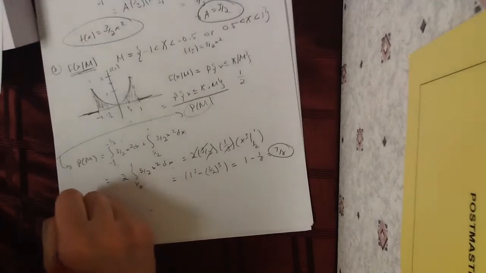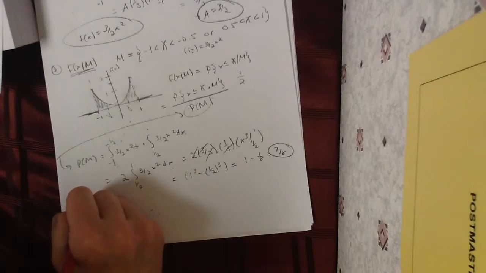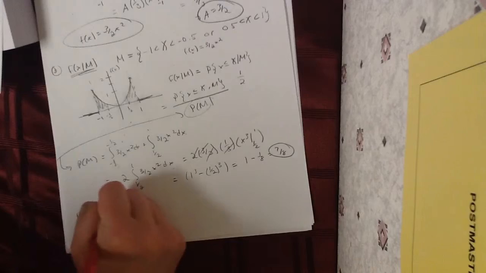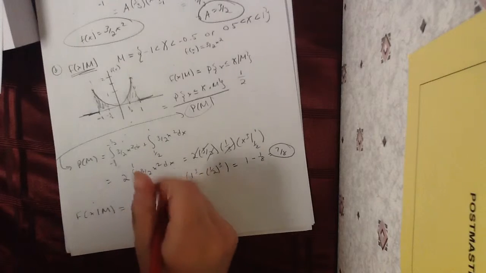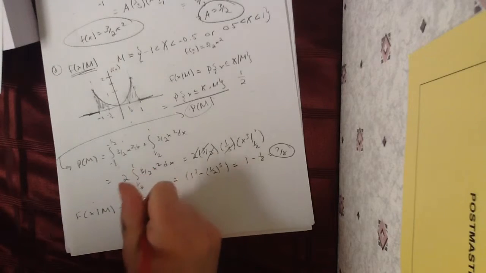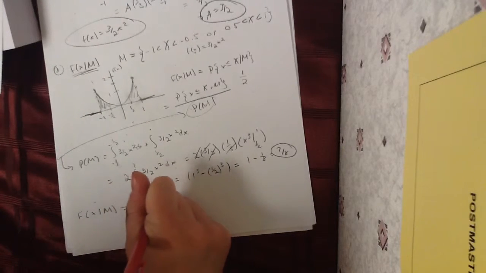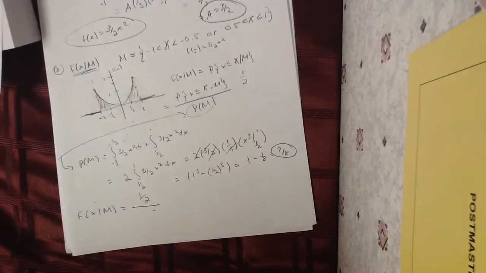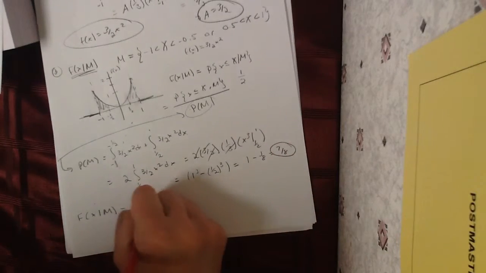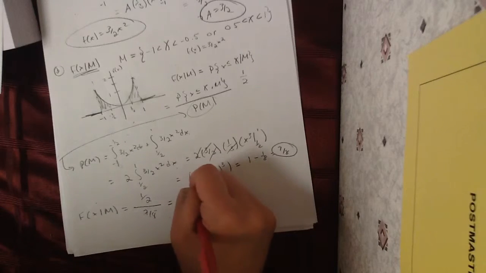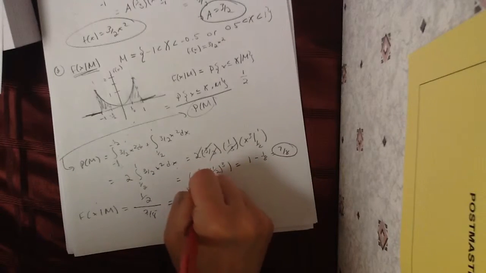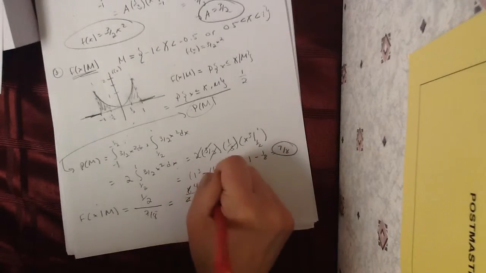So then that tells us that this big F of x and m is just going to equal 1/2 divided by the 7/8, which is going to equal, of course we're going to flip and multiply, 8 over 2 times 7, which is going to equal 4/7.